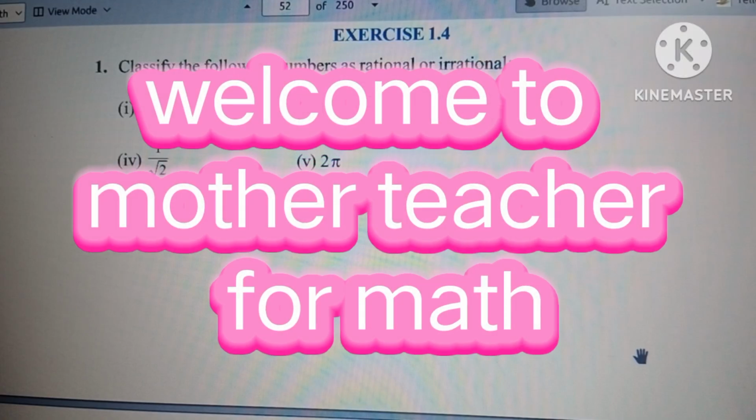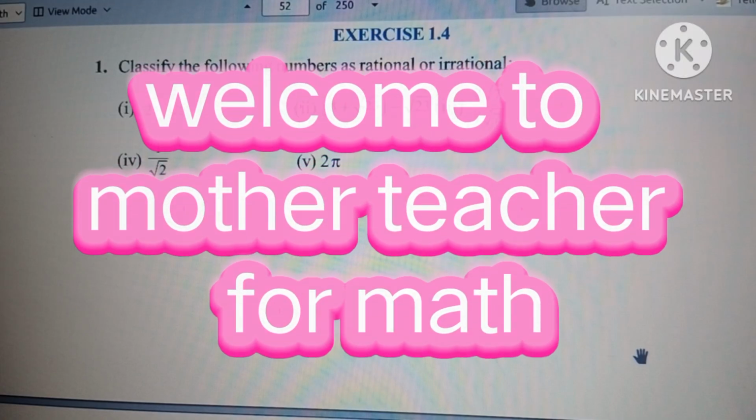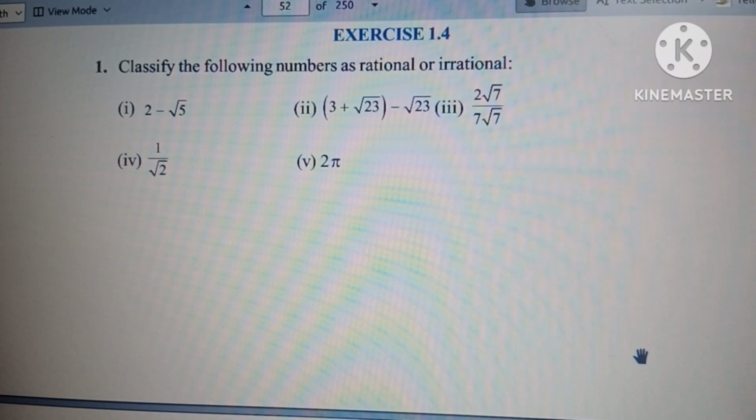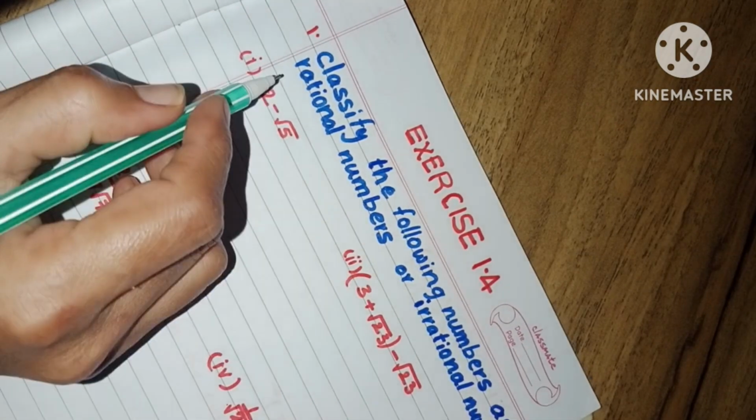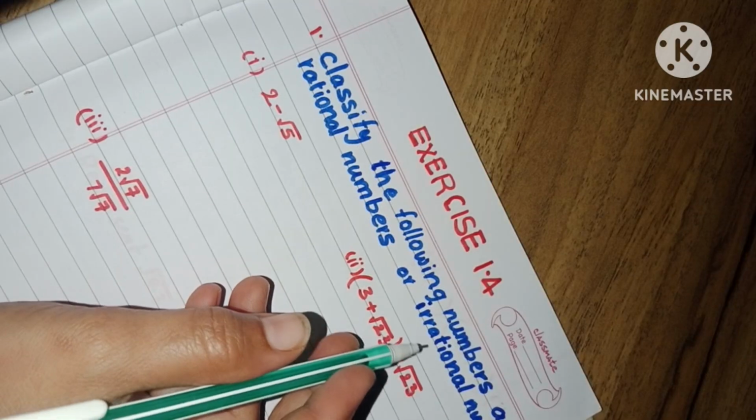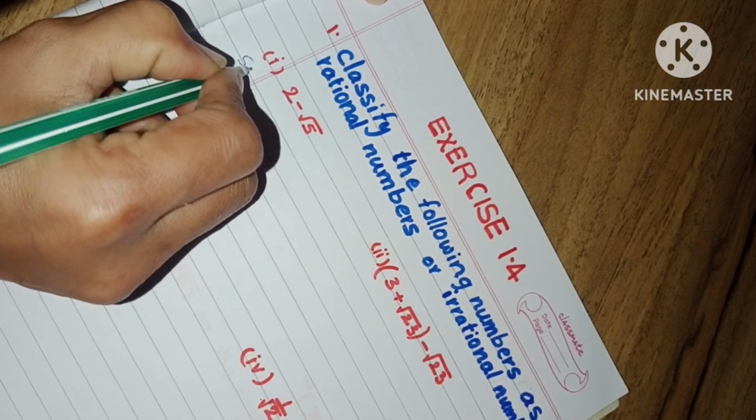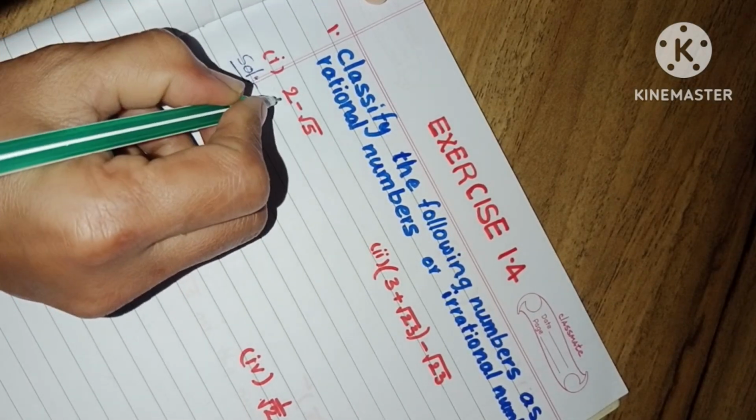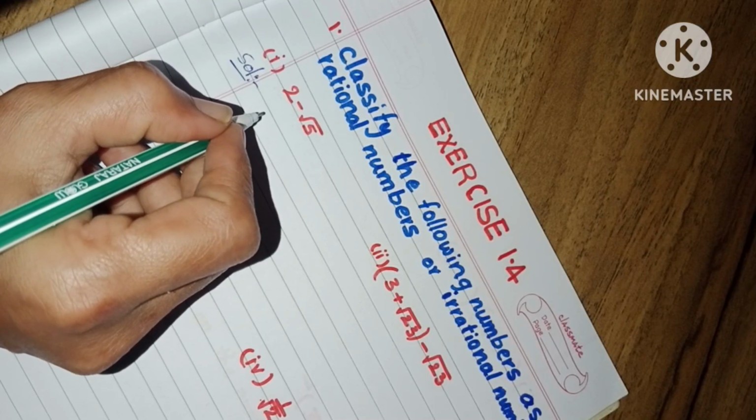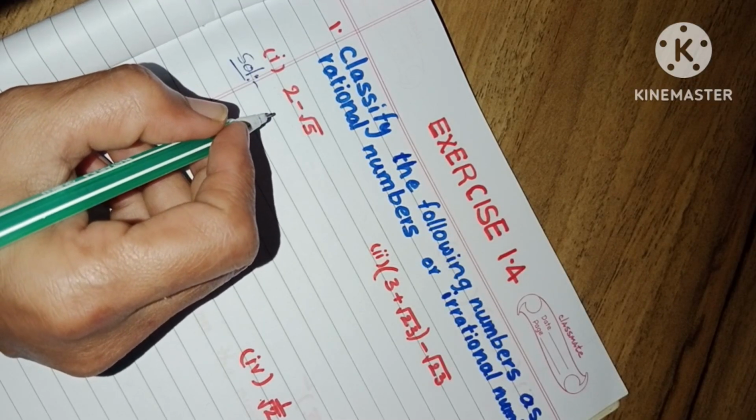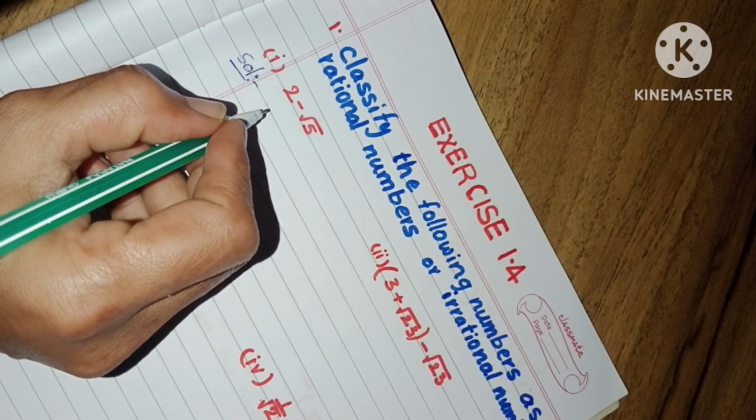This is exercise 1.4. The first question: classify the following numbers as rational or irrational. We have to find the difference of a rational number and an irrational number. As we discussed in the definitions, the difference of a rational number and an irrational number is always irrational.